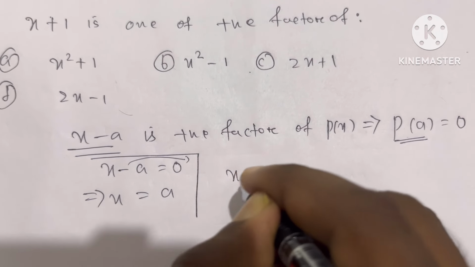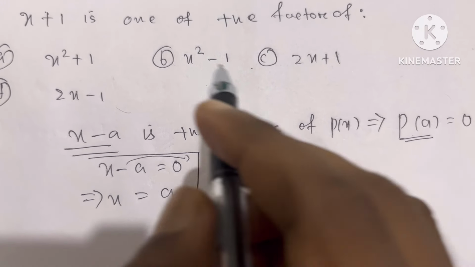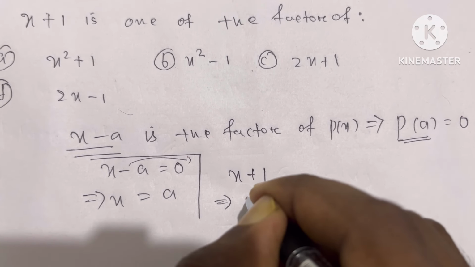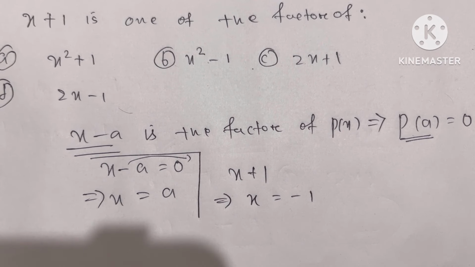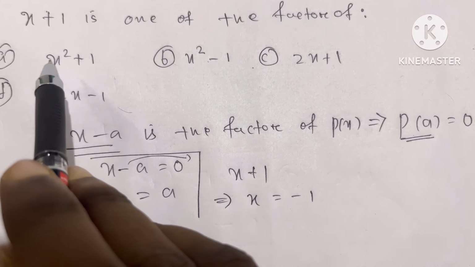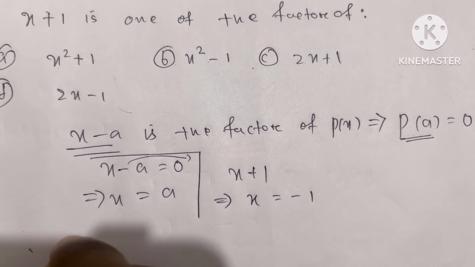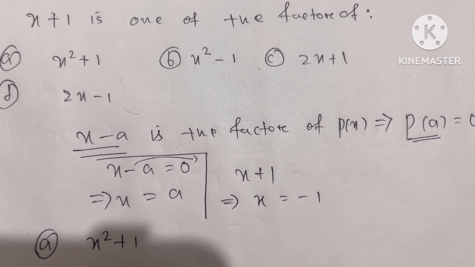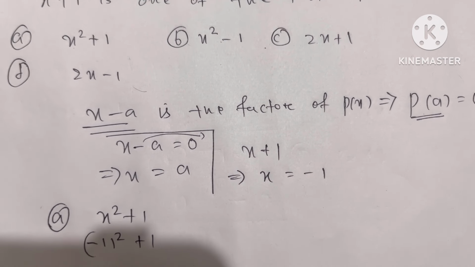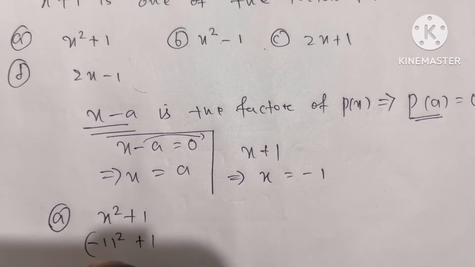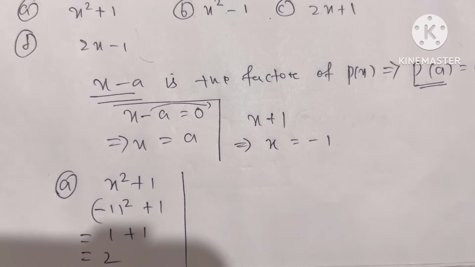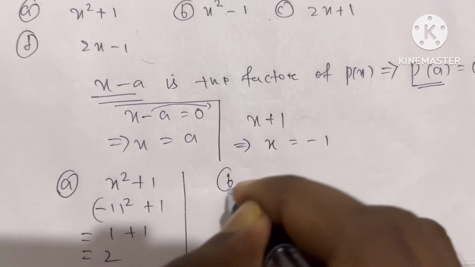Now, given that x plus 1 is a factor of which of the following, this or this or this? From here we will find the value of x. So x will be minus 1. Now you put the value x equal to minus 1 in each option. Option A is x square plus 1. In place of x I put minus 1, so minus 1 power 2 plus 1, which is 1 plus 1, equal to 2, which is not equal to 0, because I need the remainder to be 0. Next I put it in option B.